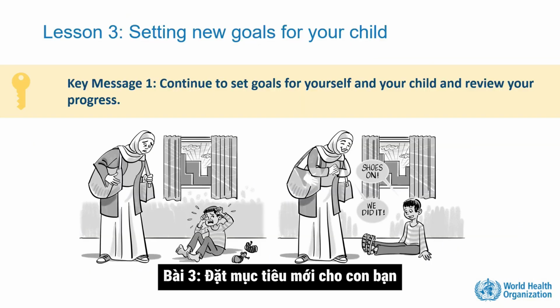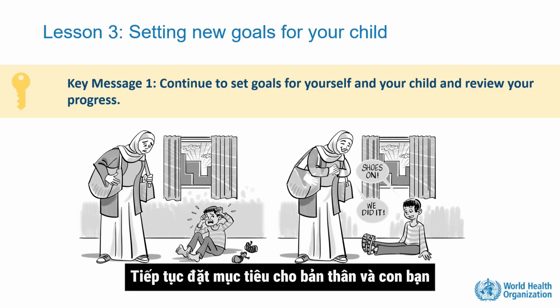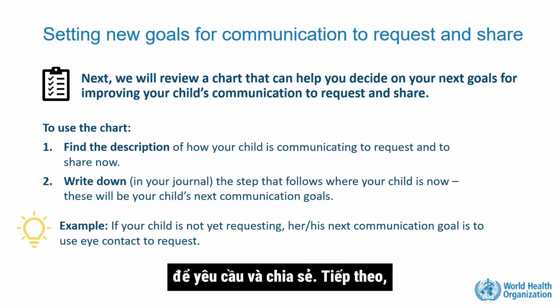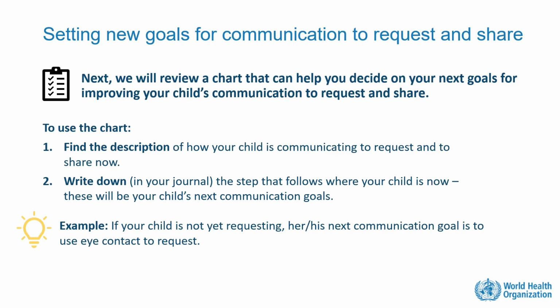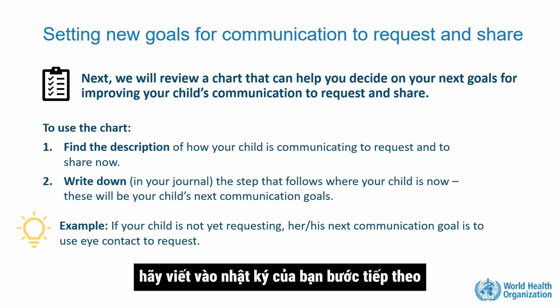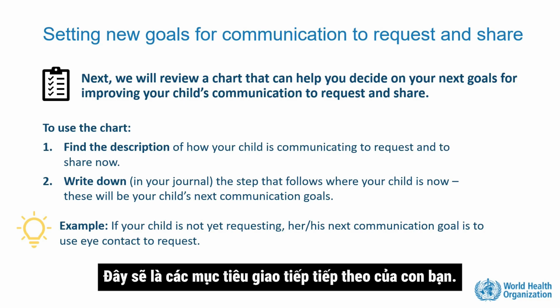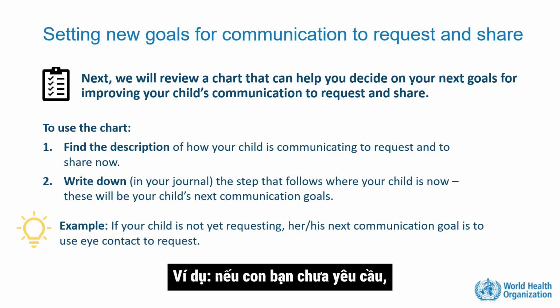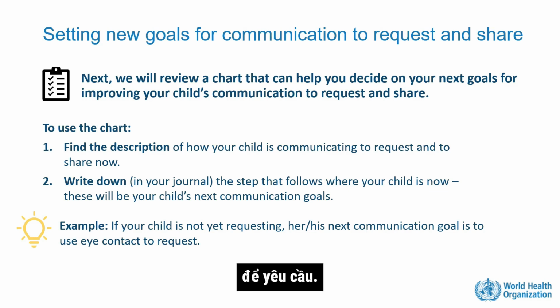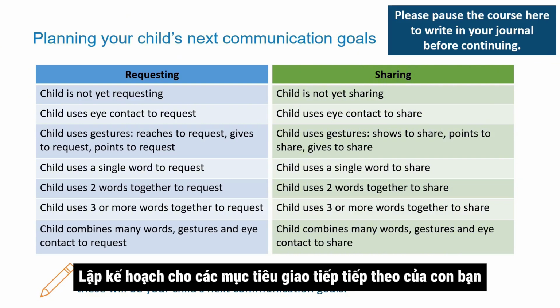Lesson 3. Setting new goals for your child. Key Message 1. Continue to set goals for yourself and your child and review your progress. Setting new goals for communication to request and share. Next, we will review a chart that can help you decide on your next goals for improving your child's communication to request and share. To use the chart, 1. Find the description of how your child is communicating to request and to share now. 2. Write down in your journal the step that follows where your child is now. These will be your child's next communication goals. For example, if your child is not yet requesting, her or his next communication goal is to use eye contact to request.